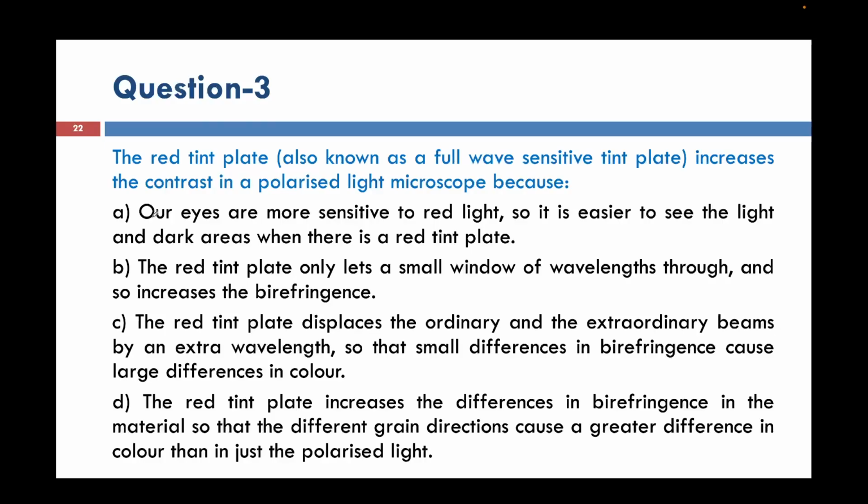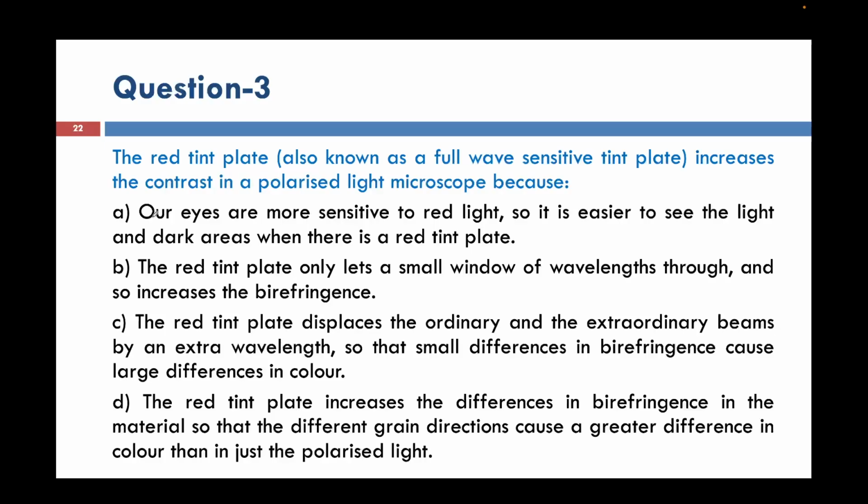Yeah, so this is another question. The red tint plate, also known as a full wave sensitive tint plate, increases the contrast in a polarized light microscope, because it is related to polarized light microscopy, which we went through in the last lecture. So the options are: A, our eyes are more sensitive to red light, so it is easier to see the light and dark areas when there is a red tint plate. B, the red tint plate only lets a small window of wavelengths through, so it increases birefringence.